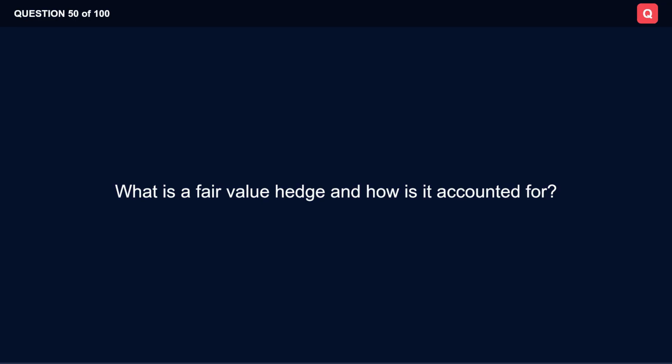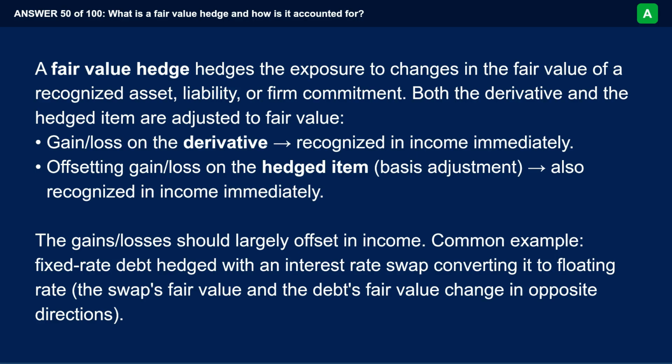What is a fair value hedge, and how is it accounted for? A fair value hedge hedges the exposure to changes in the fair value of a recognized asset, liability, or firm commitment. Both the derivative and the hedged item are adjusted to fair value. Gain/loss on the derivative, recognized in income immediately, offsetting gain/loss on the hedged item, basis adjustment, also recognized in income immediately. The gains/losses should largely offset in income.